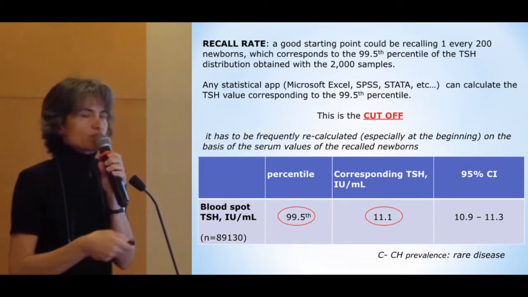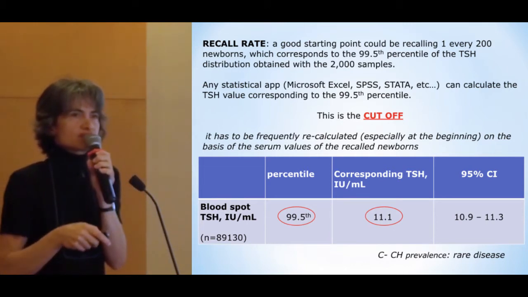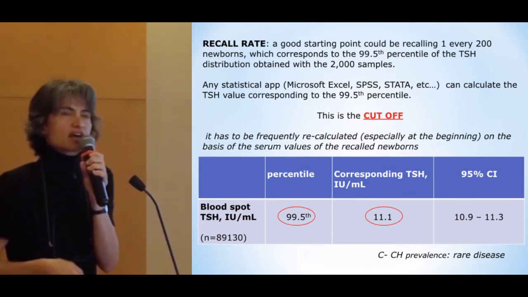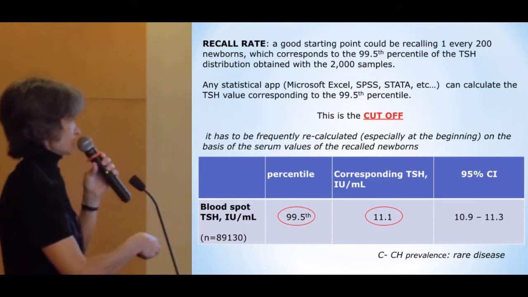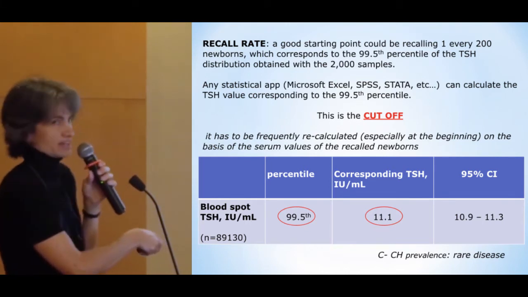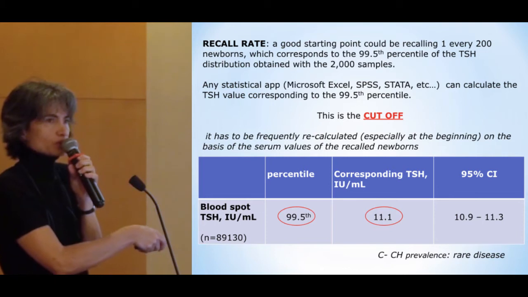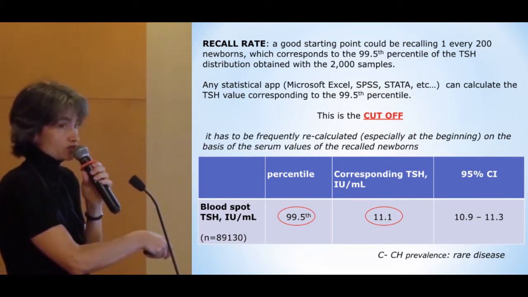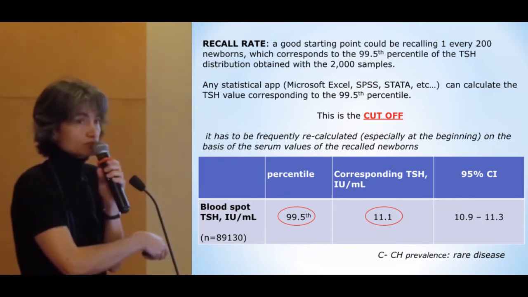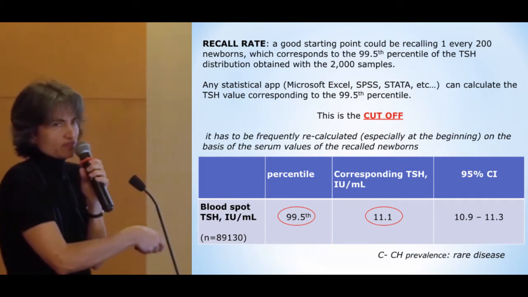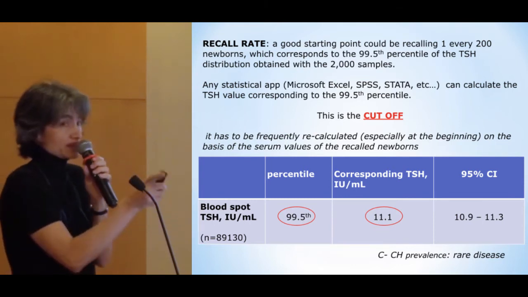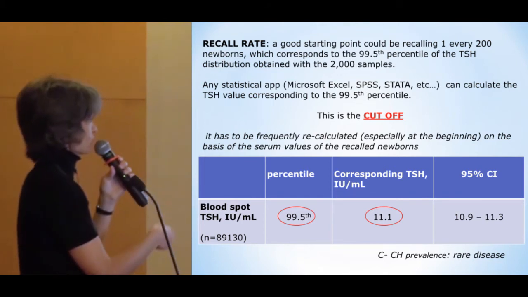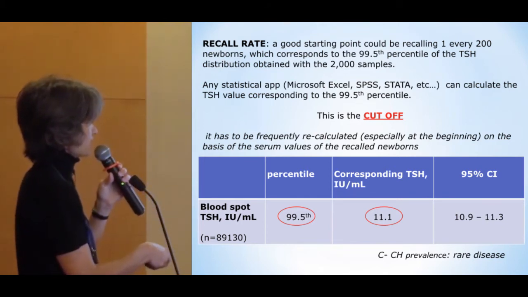So what you have to do is to input the 2,000 TSH values that you find in your 2,000 samples and ask the application to give you the 99.5th percentile. And this is what we found, 11. This is our cutoff. You have to calculate your own, which I don't think will be much different from that, but you have to calculate your own. Now take the one in the literature, or maybe somewhere. This is the cutoff, okay?